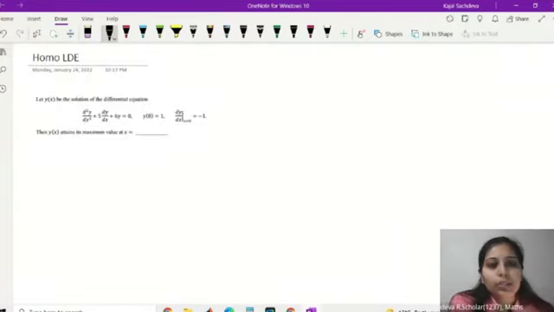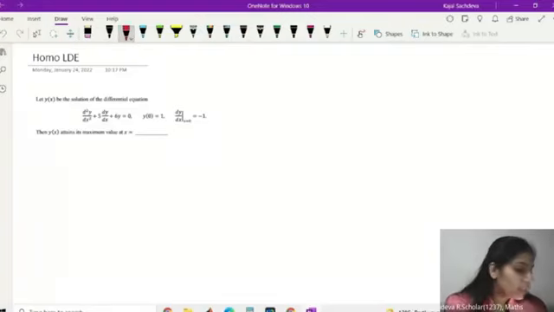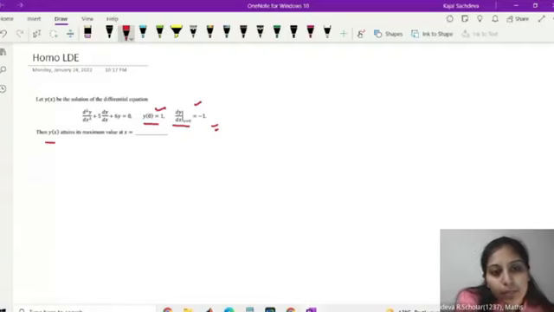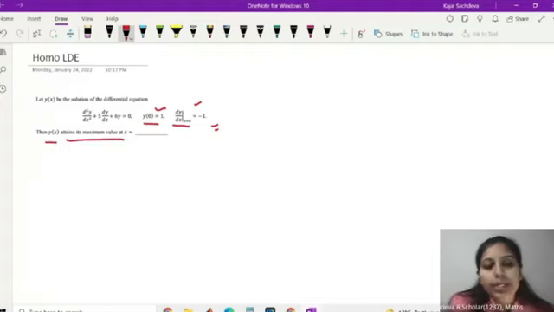So the second question is: let y(x) be the solution of the differential equation d2y plus 5 dy by dx plus 6y is equal to 0. Here also the initial conditions are given. y(0) is equal to 1 and the derivative dy by dx at x is equal to 0 is equal to minus 1. So by these conditions we can also eliminate the constants. We will get the particular solution here. And what they have asked: y(x) attains its maximum value at x is equal to what?